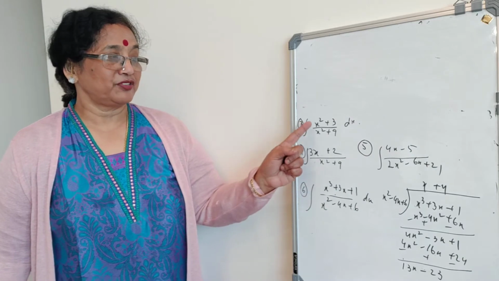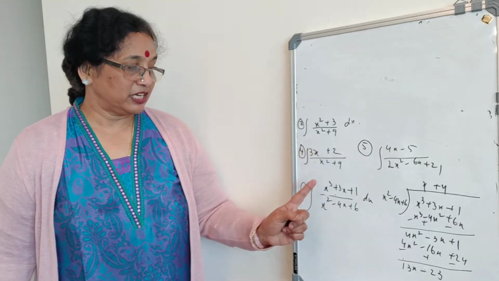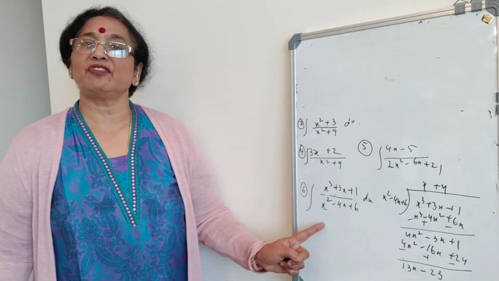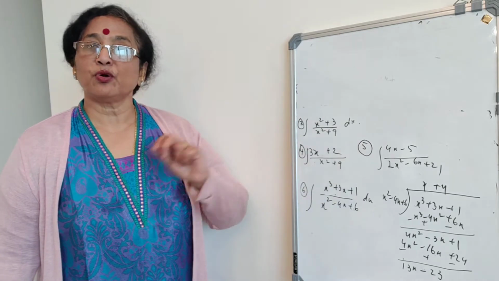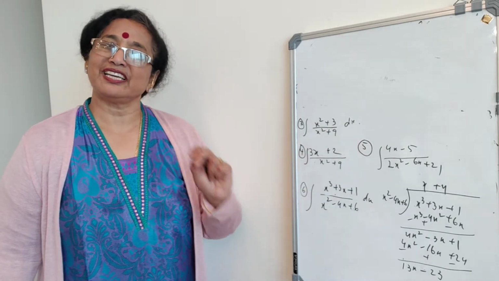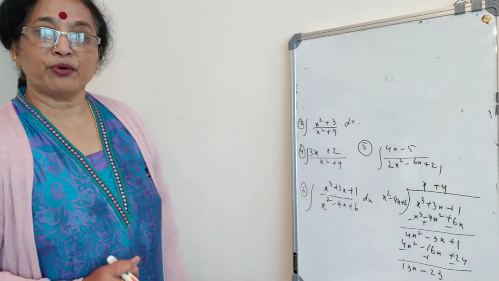Before I touch upon same powers: when the degree of numerator is same as the degree of denominator, or the degree of numerator is greater than the degree of denominator, we'll do that because we have to do division. The others we don't have to do division because the degree of numerator is less than the degree of denominator. This one, how do you do it?